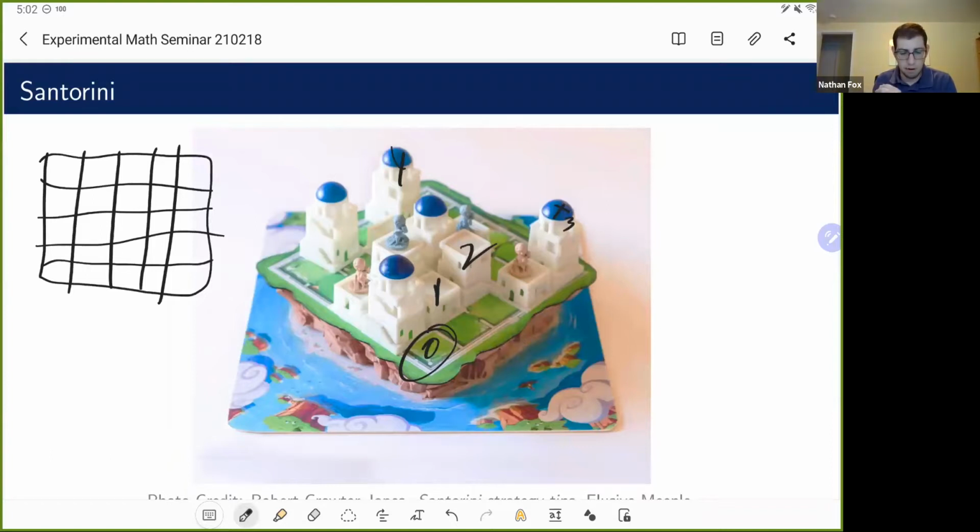You notice there are these 2 people of one color and 2 people of the other color. These are called workers. Each player gets 2 workers.